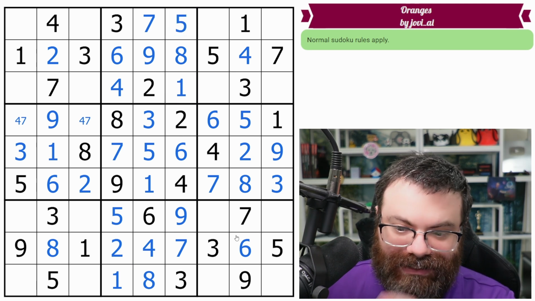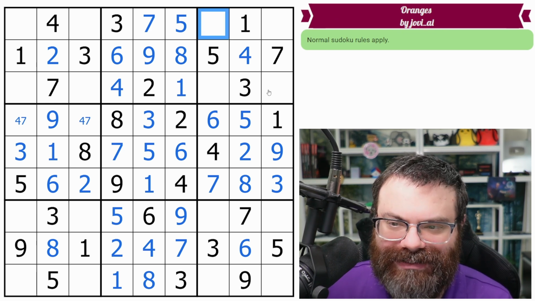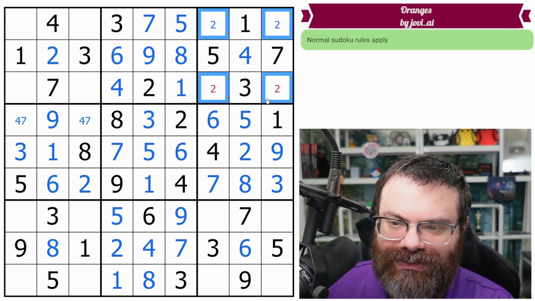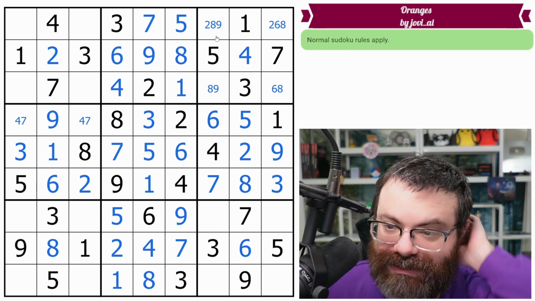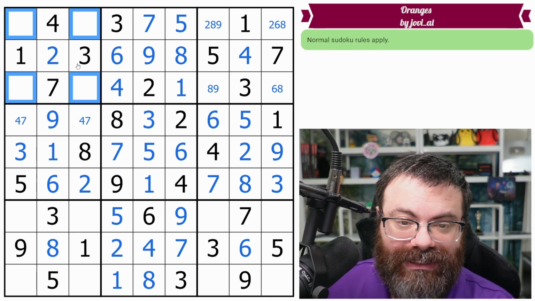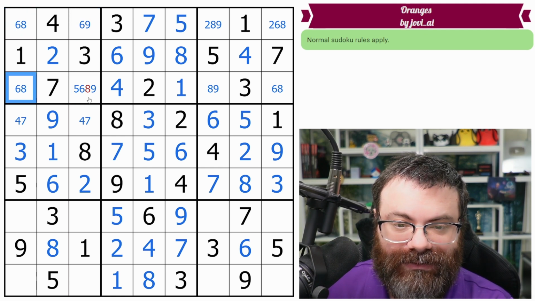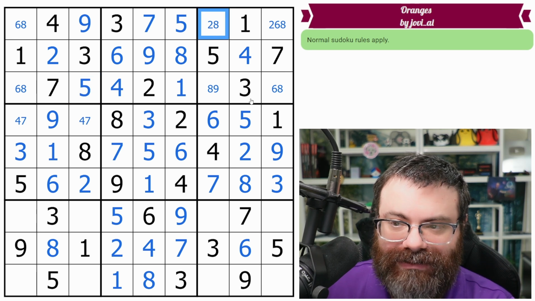Okay, that stack's done. I think we just need to look at what these boxes need. This box needs a 2. Let's just fill it out. We need a 2, 3, 4, 5. We need 6, 8, and 9. Huh. I thought this would just be singles. That's okay. What does this box need? We need a 5, 6, 8, 9. That's a 6, 8 pair, so that's a 9 and a 5. That's not a 9. That places this 9.